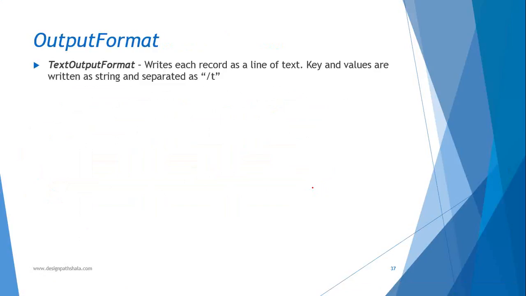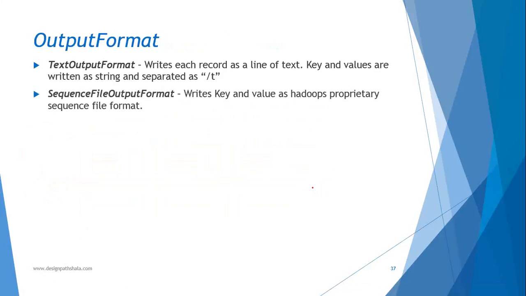Then similar to your input format, there are output formats also. Text output format, again similar to your input format, writes your keys and values tab separated, and this is the default one which is used if you have not defined any output format in your job call. That is the reason when we ran the previous program, we saw the keys and values were tab separated. Sequence file output format is used to create your sequence files. What are sequence files? We'll talk about those things.